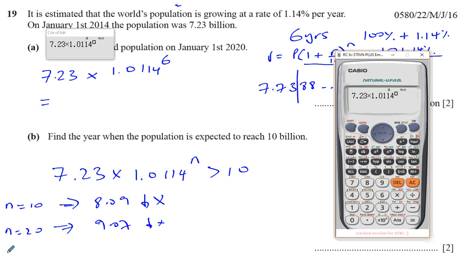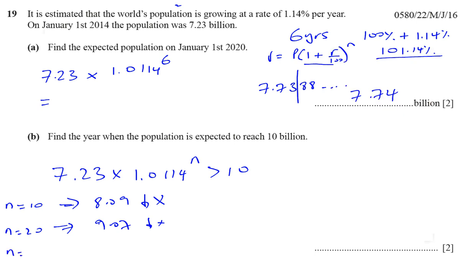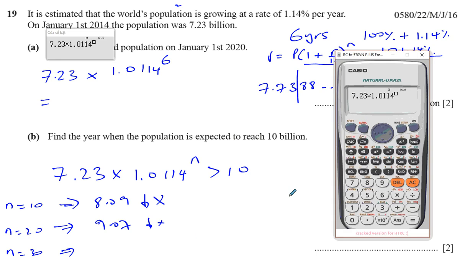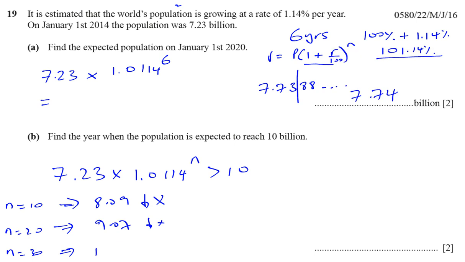Let's try 30. That's a big jump, but look, between 10 and 20 it's just gone up by about 1. So it might be just right. Let's have a look. When I put 30 inside that power, we're getting somewhere. It's 10.15 or 10.16. So now let's make sure, because it could be that's a bit too high.